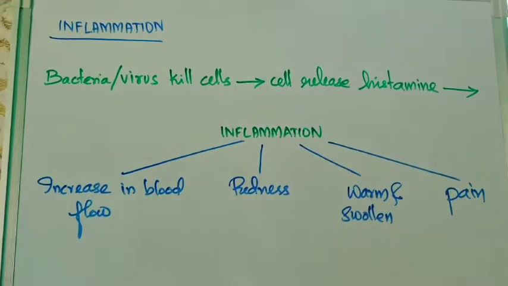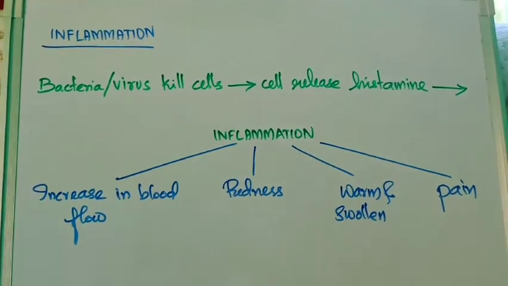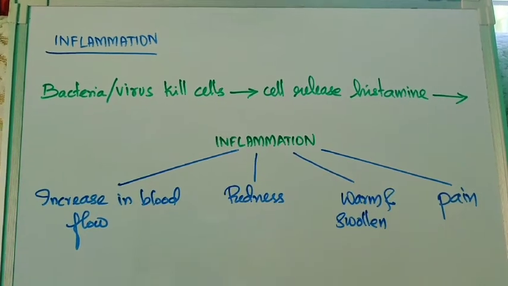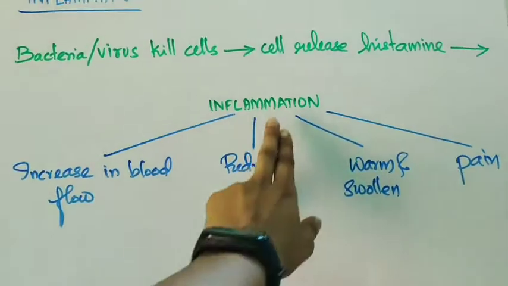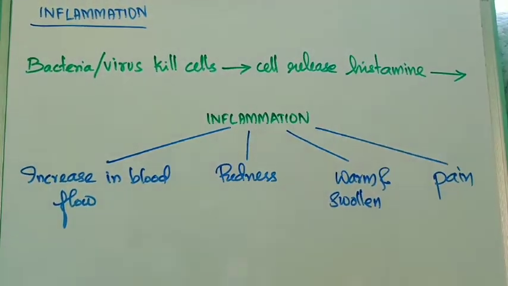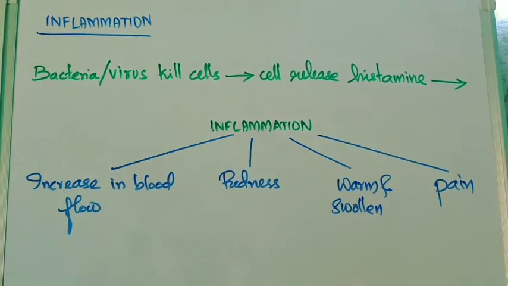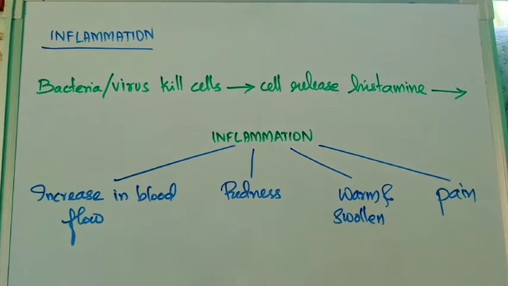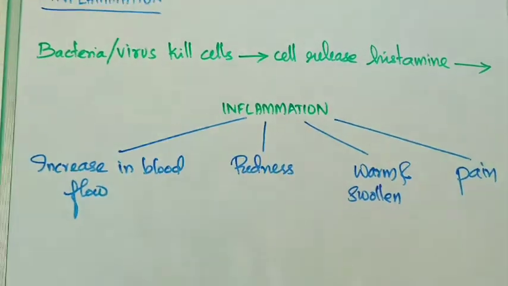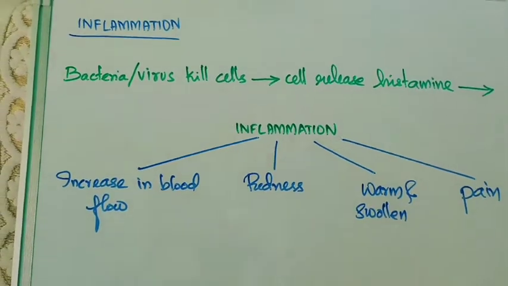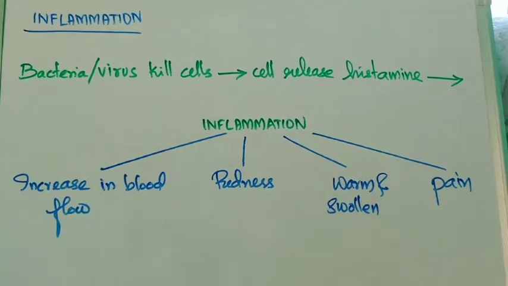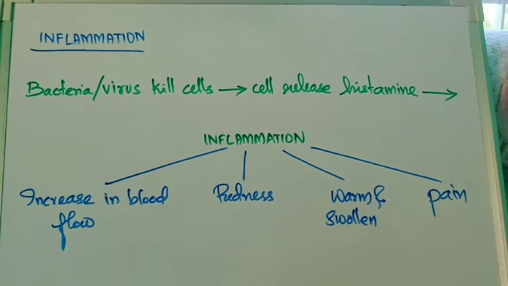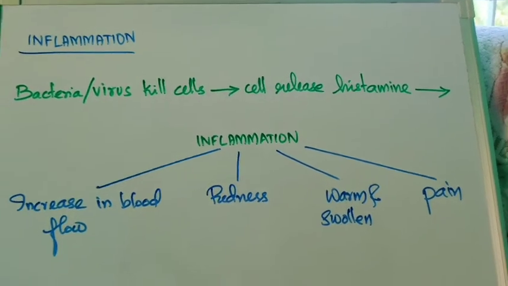The cellular barrier, that is the neutrophils and the macrophages, usually responds through inflammation. What happens is, whenever a bacteria or a virus enters a particular cell and destroys the normal functioning of that cell, the cells release a chemical, histamine.